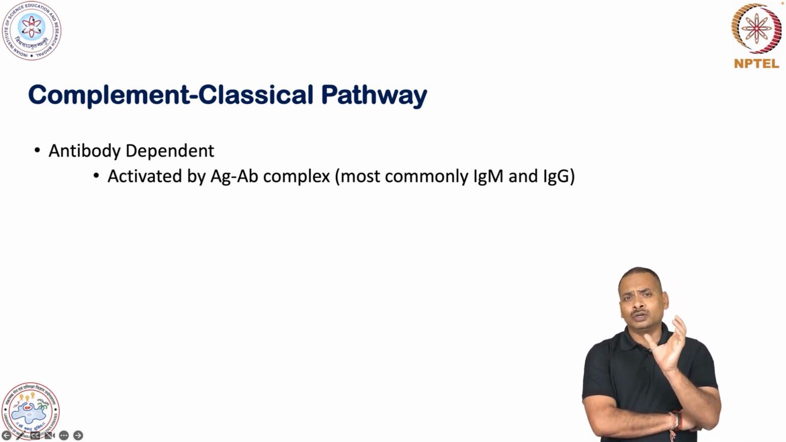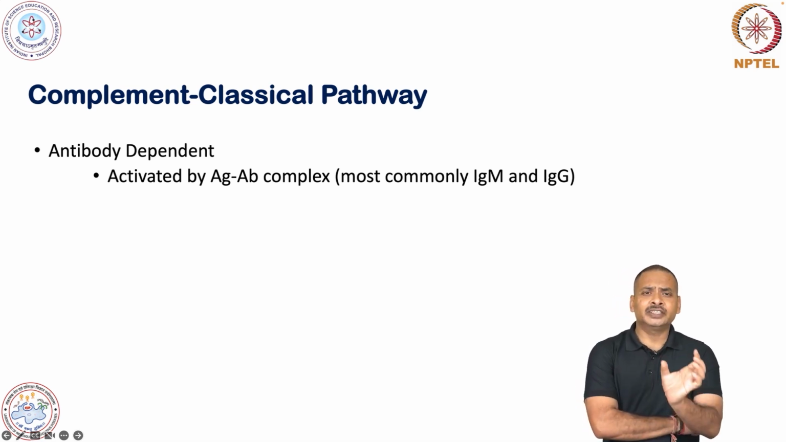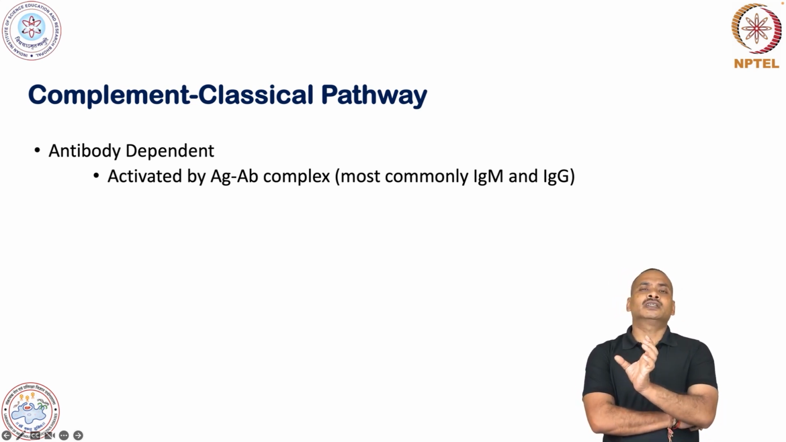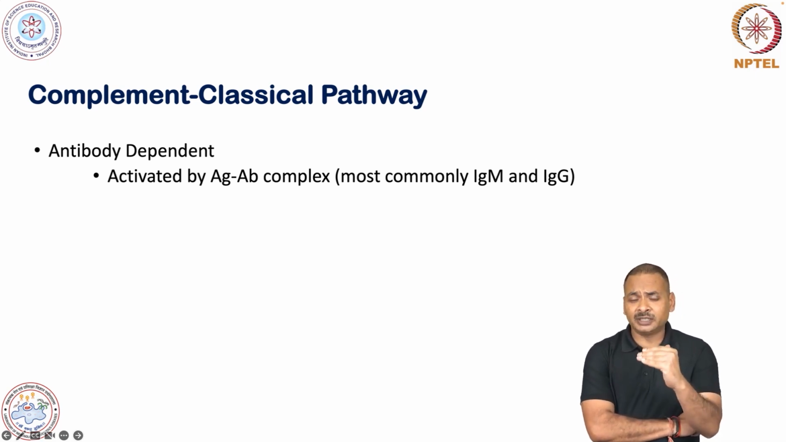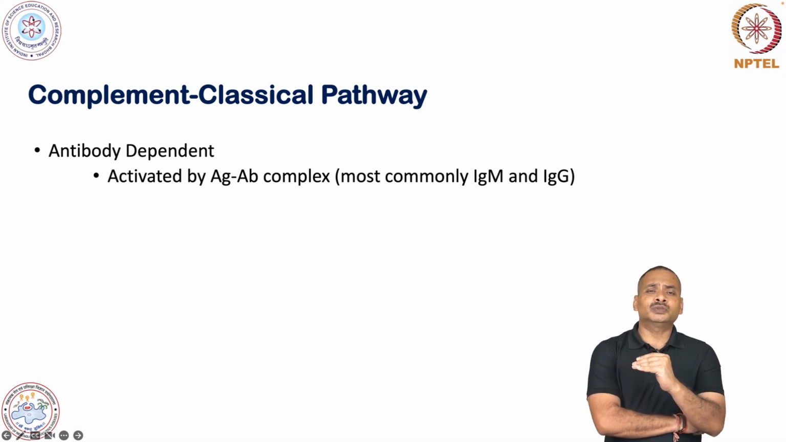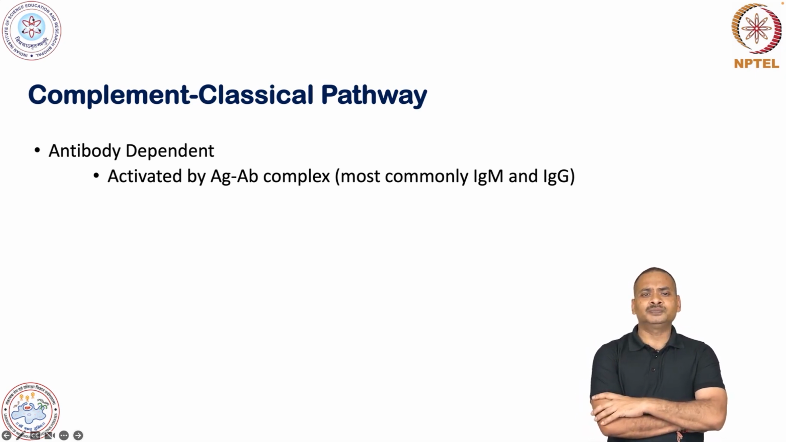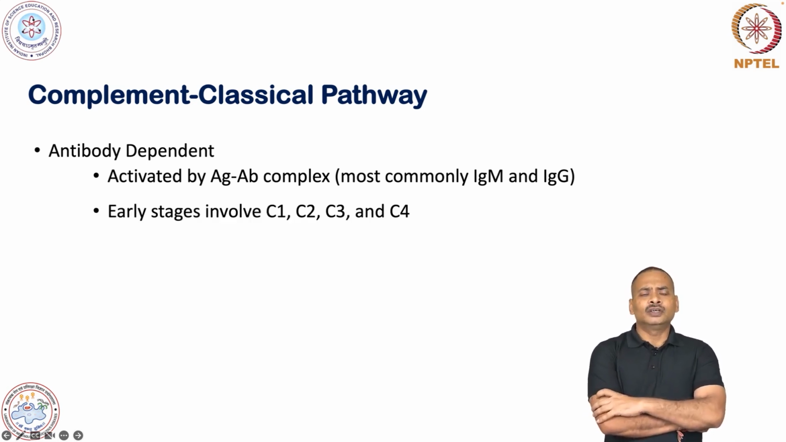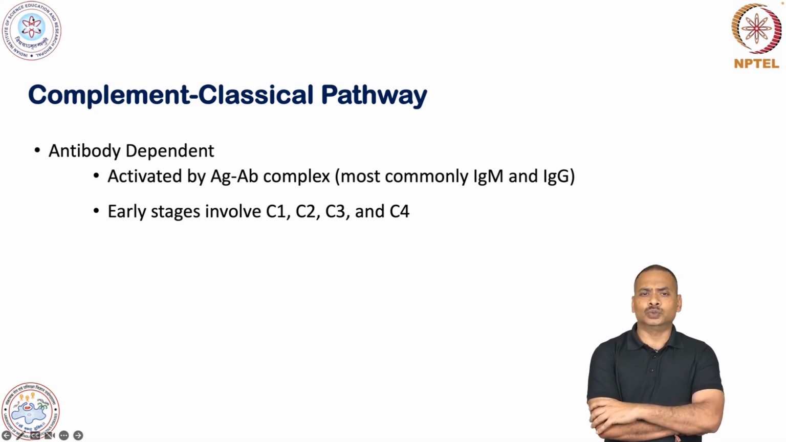You will understand that only one molecule of IgM is needed in order to activate the complement pathway. On the other hand, to activate the same level of complement pathway, 1000 IgG molecules are needed. Okay, this is one important piece of information. Of course, early stage activation needs C1, C2, C3 and C4.